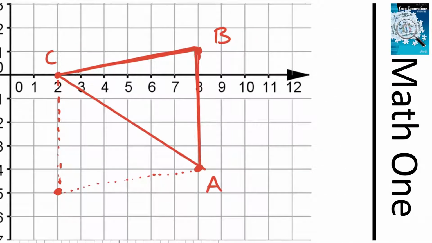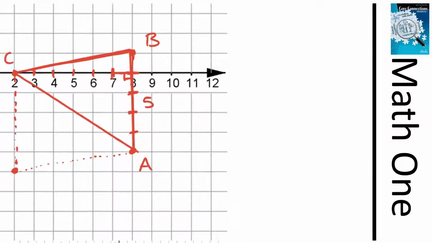So if you look at this triangle, this base from A to B, I'm going to call my base. It's 1, 2, 3, 4, 5 units long. And the height has to be perpendicular to the base. So the height is 1, 2, 3, 4, 5, 6 units.